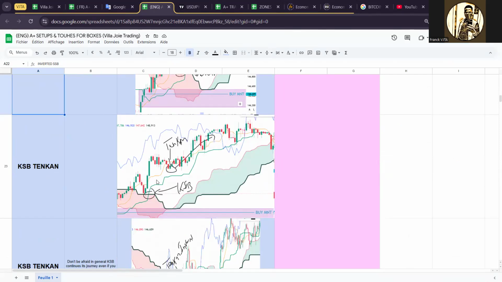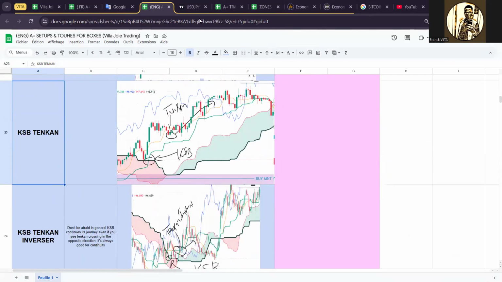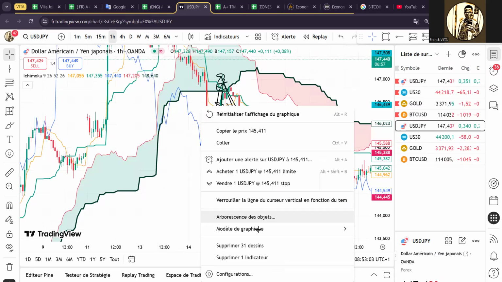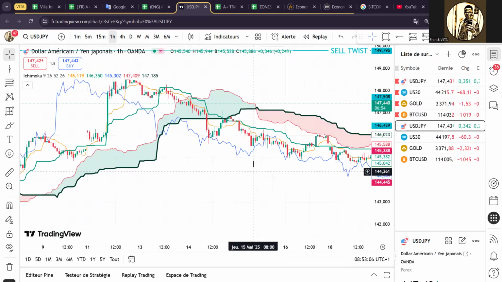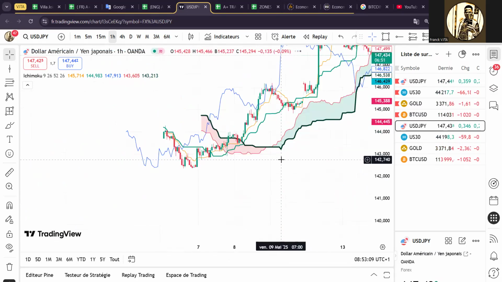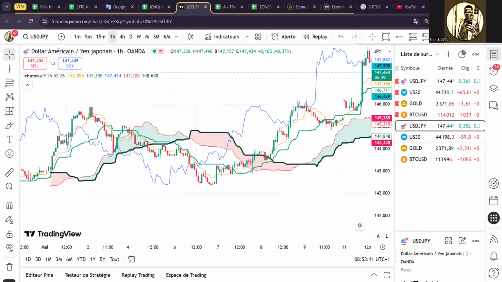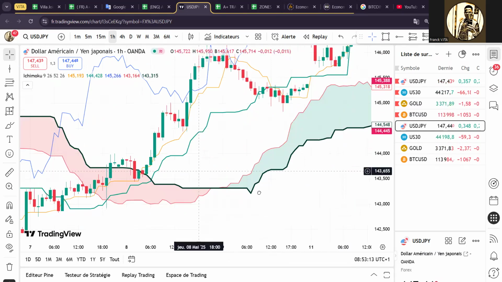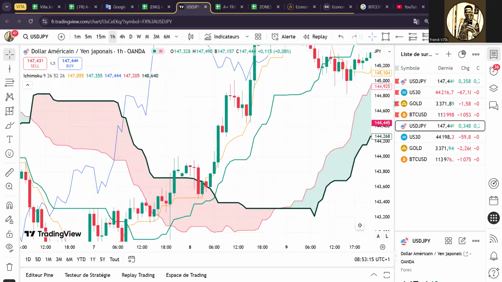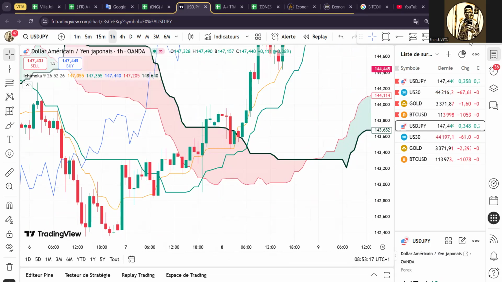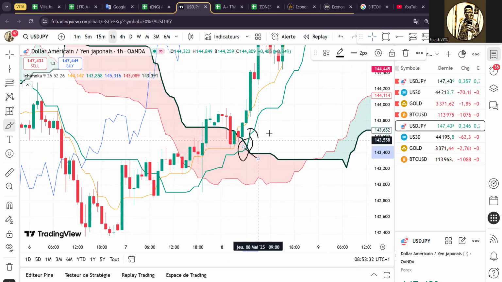Okay, now KSB Tenkan. What is KSB Tenkan? KSB is the diamond cross. I'm the one who named it diamond cross, because it's the surest trend. It's surer than the golden cross, sometimes. Anyway, here is Kijun. When Kijun crosses above SSB here, that's what I call KSB.